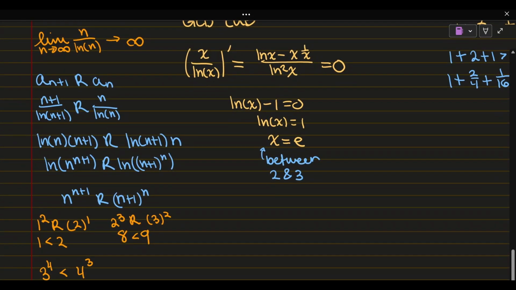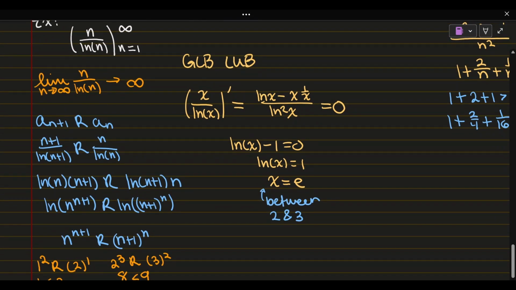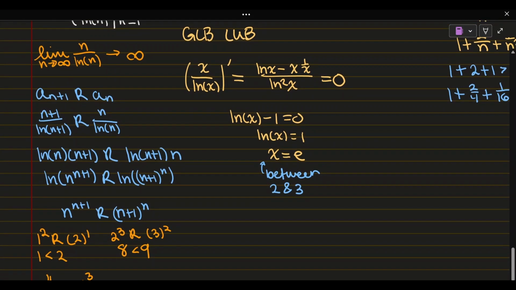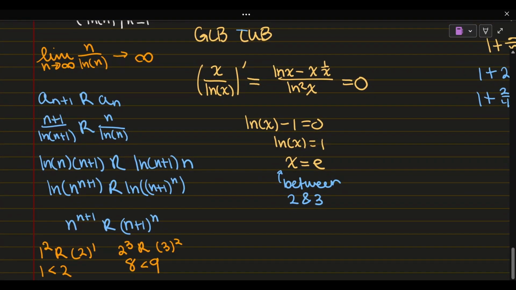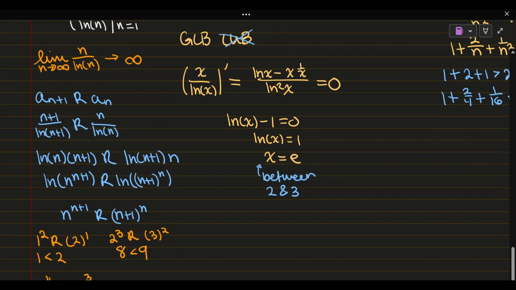And so we should have a greatest lower bound but no least upper bound because it goes to positive infinity. So my least upper bound doesn't exist. So we're looking for a greatest lower bound. Okay. And so let's check those values here. So we're looking for the largest one. a_2 is 2 over ln 2, and a_3 is 3 over ln 3.